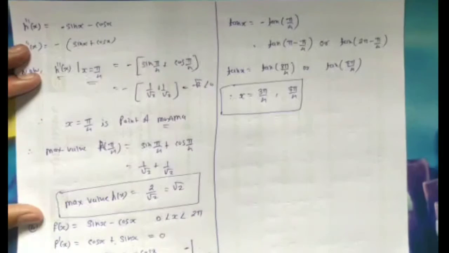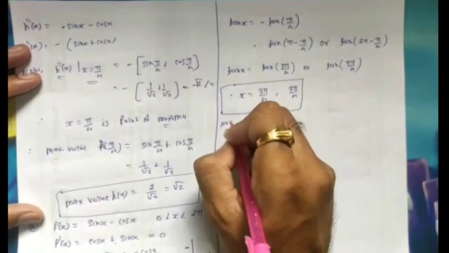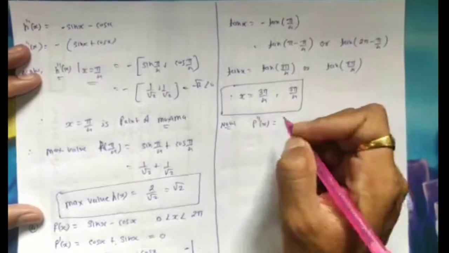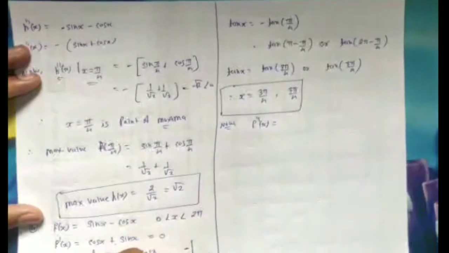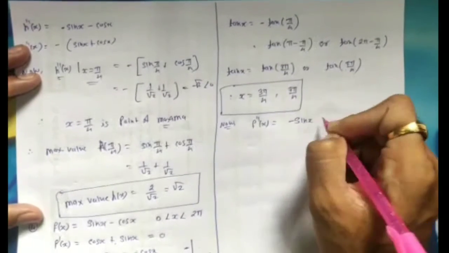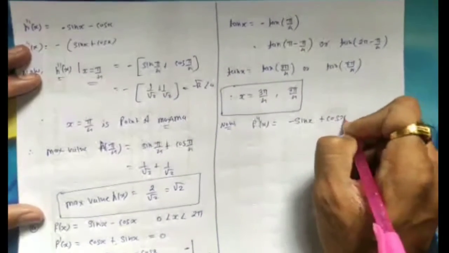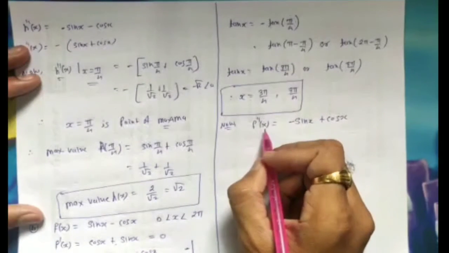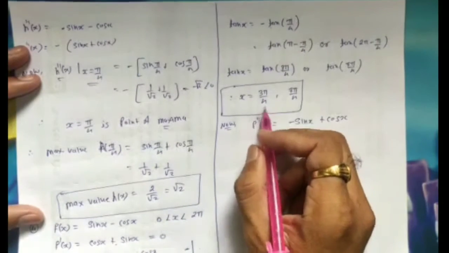Now next one, identification step. For that we require the second order derivative of the function. So it's f double dash x. f dash x is cos x plus sin x. So it will be minus sin x plus cos x. Done. Now check the sign of this f double dash x for 3 pi by 4 and 7 pi by 4.